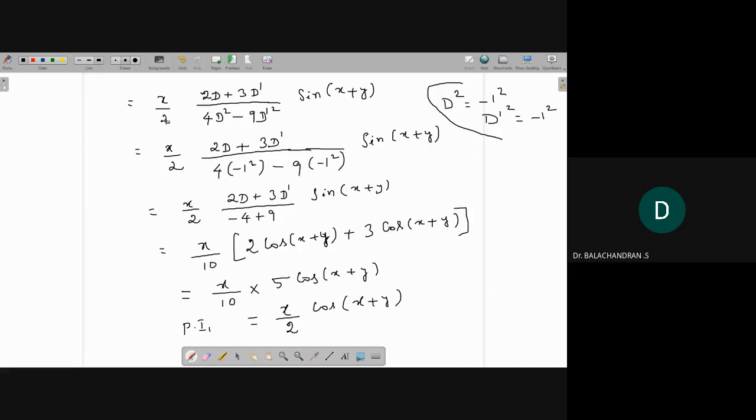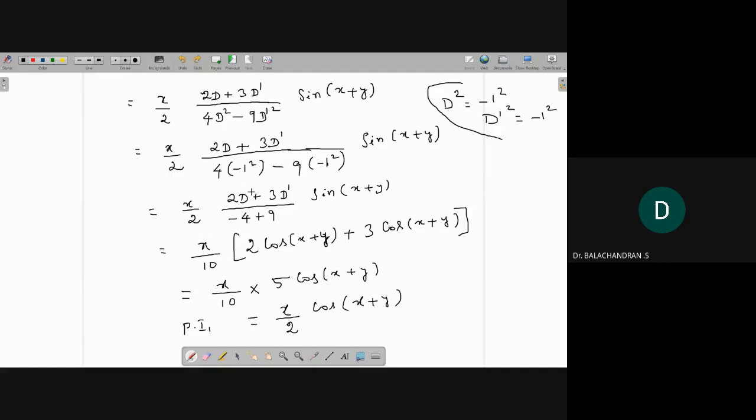So you can check it. x by 2, 2d plus 3d dash divided by 4 into minus 1 square minus 9 into d dash square is minus 1 square. So x by 2, 2d plus 3d dash divided by, this is minus 4, this is minus into minus plus 9 into sine of x plus 1. The denominator will have 5 here. So 5 into 2, 10.